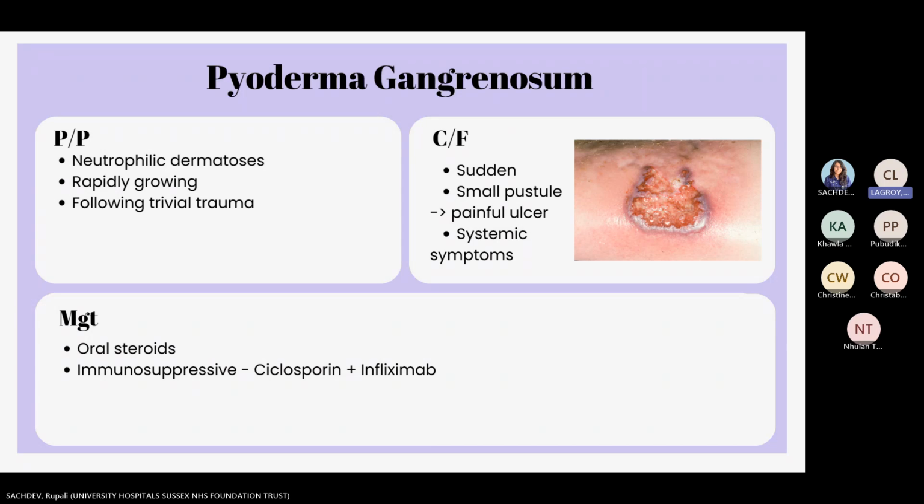The way it shows up in terms of clinical features, it would be quite sudden in onset, a small pustule, and then quite a painful ulcer. Then you can also have some systemic symptoms if it progresses to a more important infection. The management would be, again, oral steroids, and then, if required, immunosuppressive medication such as cyclosporin and infliximab.